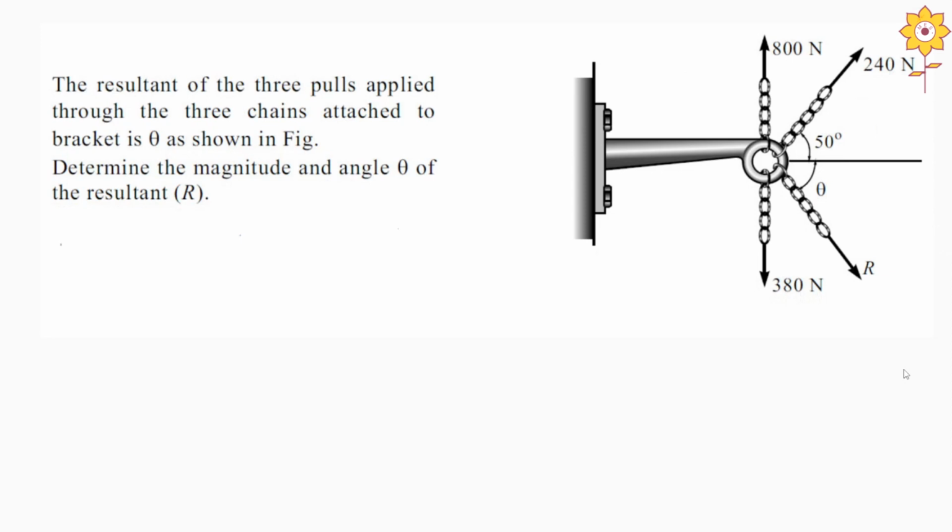In this video, we are going to see a problem on concurrent force system. So this is the given problem. The problem states that the resultant of the three pulls applied through the three chains attached to a bracket is theta as shown in the figure.